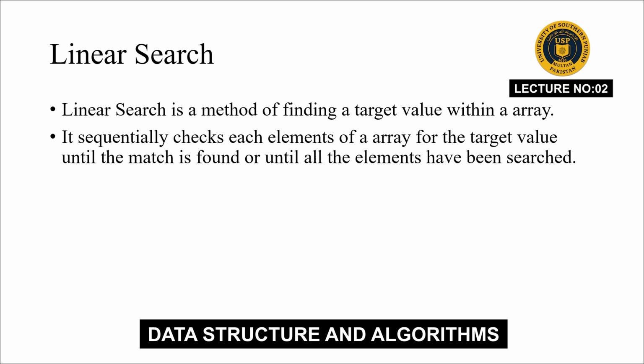First of all, we understand the concept of linear search. Linear search is a method of finding a target value within an array. It sequentially checks each element of the array for the target value until a match is found or until all elements have been searched. Linear search checks each element one by one until it finds the target or reaches the end. It does not need the data to be sorted, which makes it simple but not very efficient.